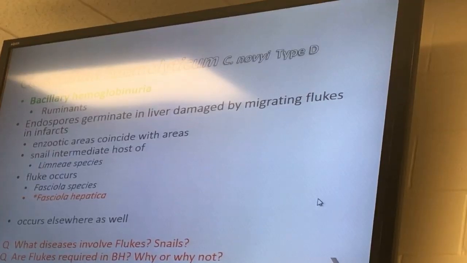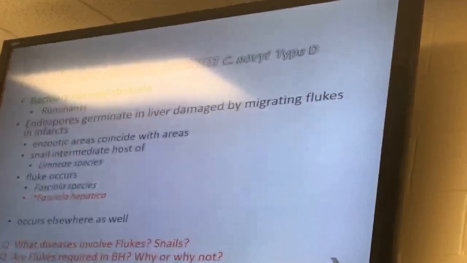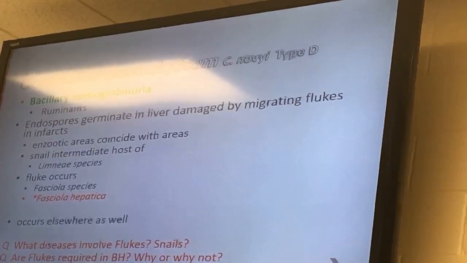Okay, one of the things that you need to be able to answer: are flukes required in bacillary hemoglobinuria? I like to ask that question or something nearby. Flukes can be associated with it, and you need to know which diseases flukes are associated with. Bacillary hemoglobinuria is one of them. But you can have cattle that are kept in feedlots that develop bacillary hemoglobinuria, never been down near a swamp area at all.